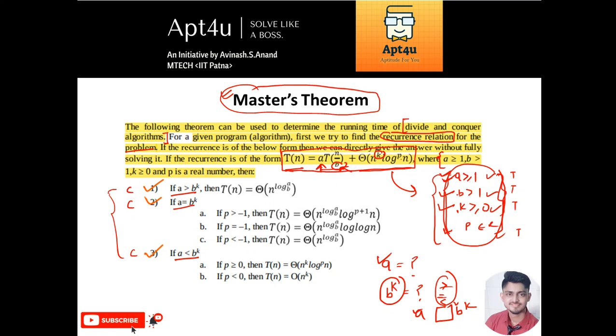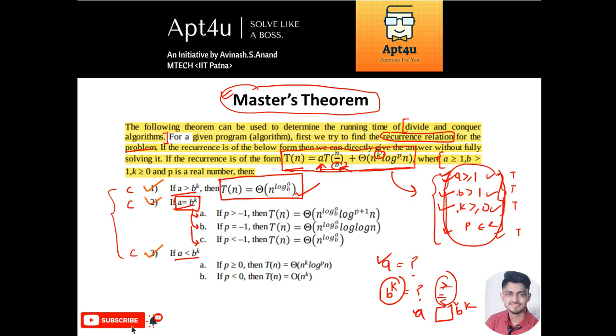So for example, if we found that the value of a is greater than b power k, then we will directly say that the time complexity will be of this order: T(n) equals theta n to the power log a base b. Alright, but if you see that the value of a is equivalent to the value of b power k, the values are found to be equal, then again we will do three checkings. Now again we have to do a further checking.